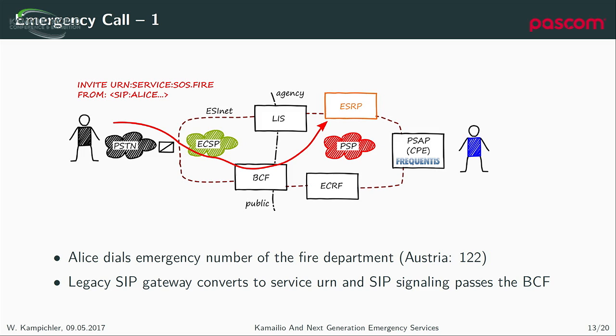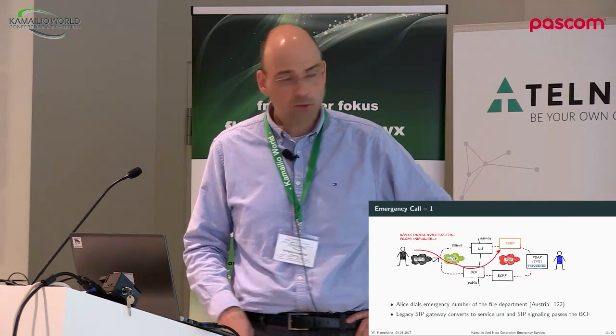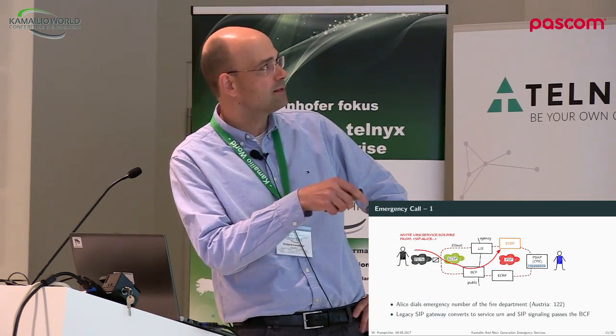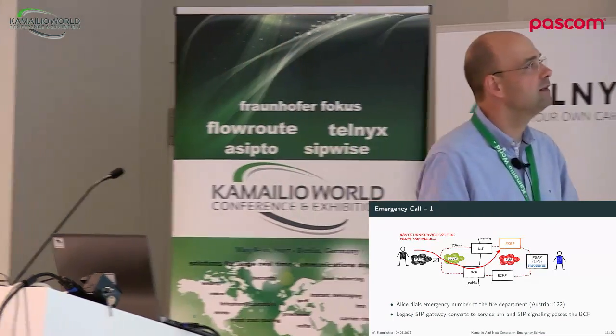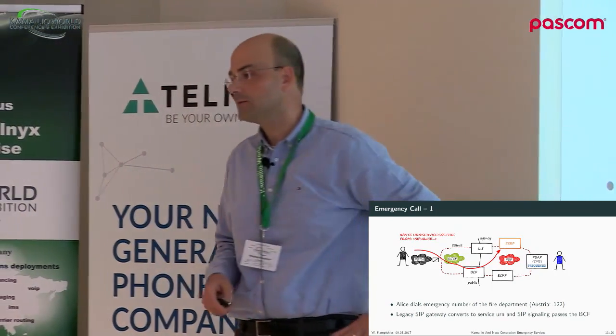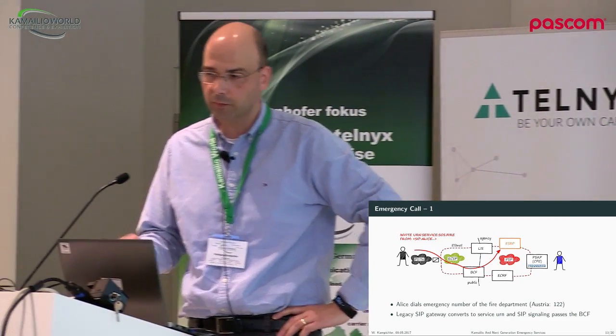So the emergency call routing service provider knows how to get to this entry point. The gateway here also converts the service to the service URN, or inserts the service URN. Instead of 122, it would be in Austria then service URN.sos.fire. This passes the PCF and then gets forwarded to the ESRB. So what we see here is just an invite with the service URN, and we get an identity. So it's Alice. In this case, it would be a number.